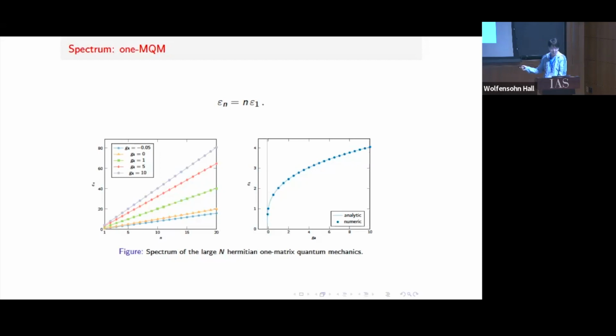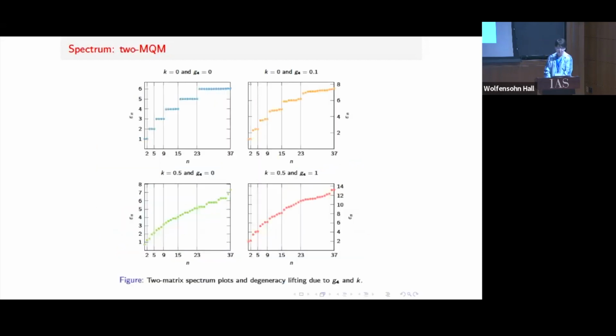Now let us move on to the two-matrix problem. In particular, one can see that in the free case, we have these degeneracy patterns. Okay, so as we turn on interactions, these degeneracies are lifted. So one can conclude that at very large energy levels, this degeneracy is totally lifted, and we actually have a continuous spectrum at very high levels. So I will stop here. Thank you.